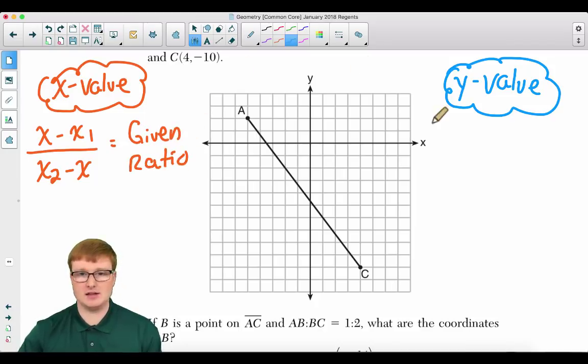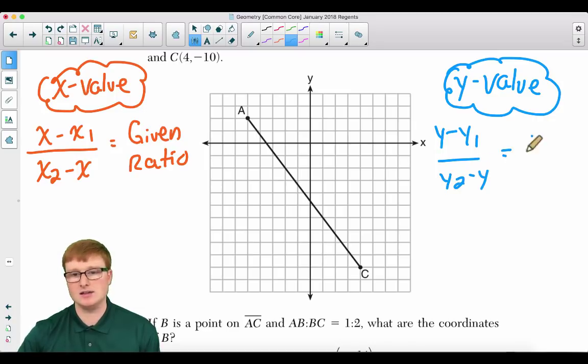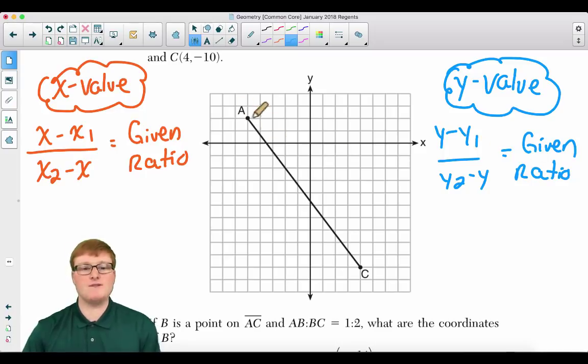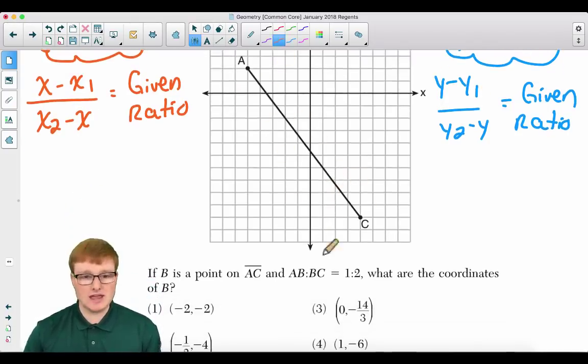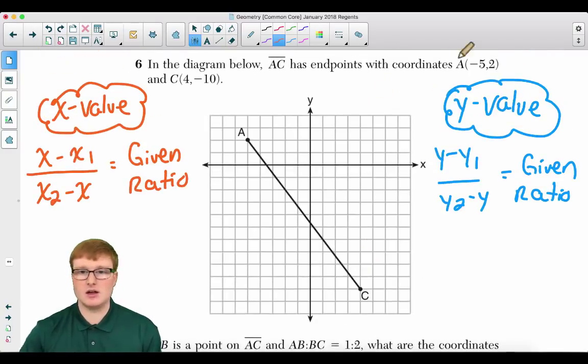And your y value is y minus y1 over y2 minus y is equal to the given ratio. I'll explain what this means in a moment. We're trying to find point B somewhere on this line. So you're given the coordinates -5, 2, and 4, -10.